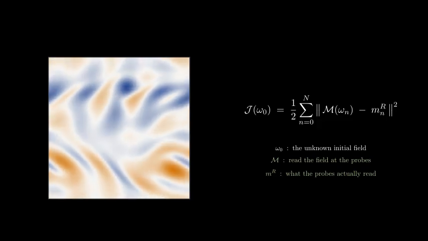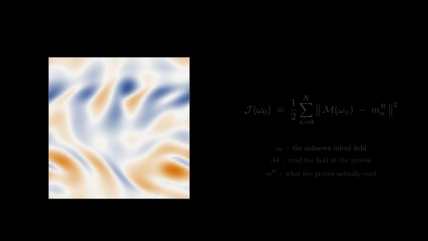The estimation problem is posed as a minimization. Guess an initial vorticity field, run the equations forward from it, and predict what every probe would have read. Compare that against what they really read, square the difference, and add it up over every probe and every instant. That sum is a cost, small when your guess would have produced the data you actually saw. So the whole job is to make it small.